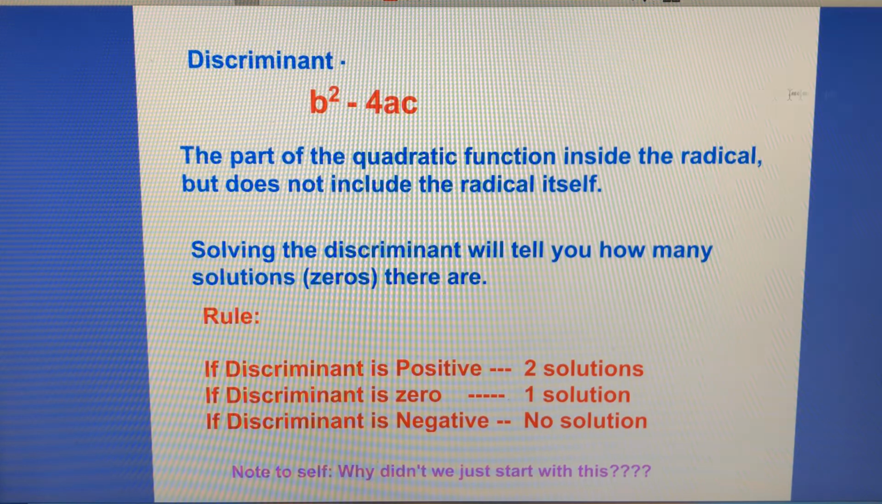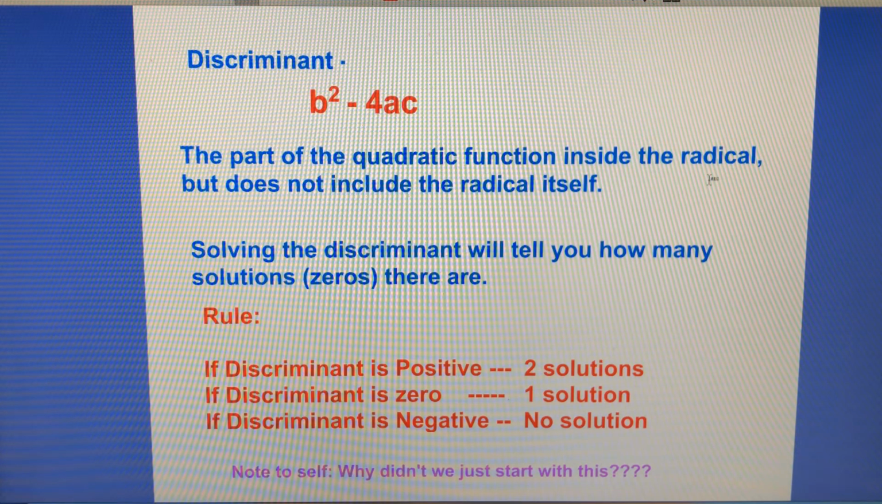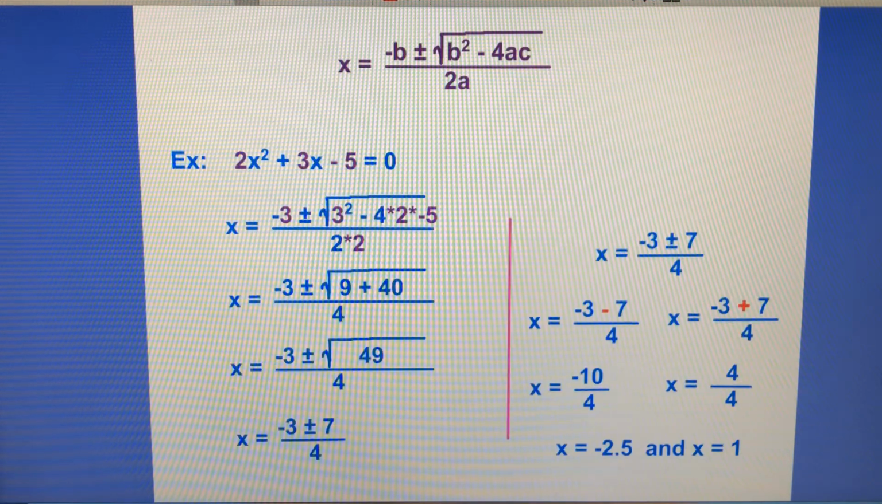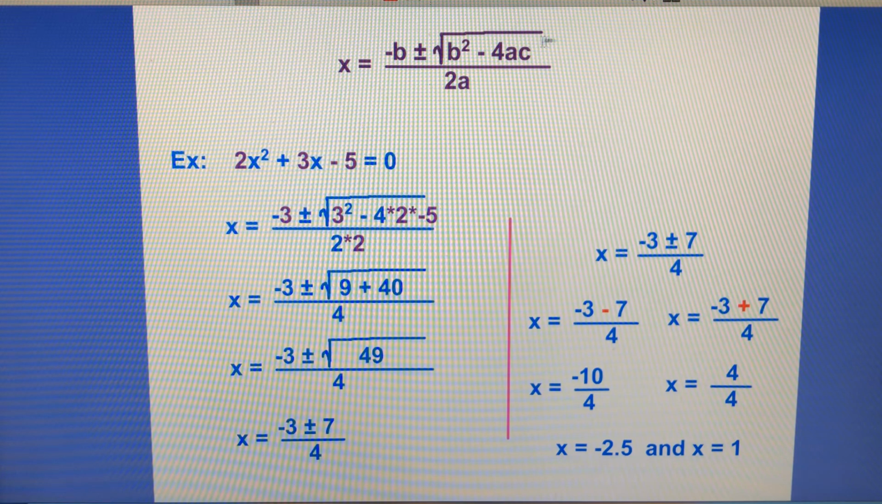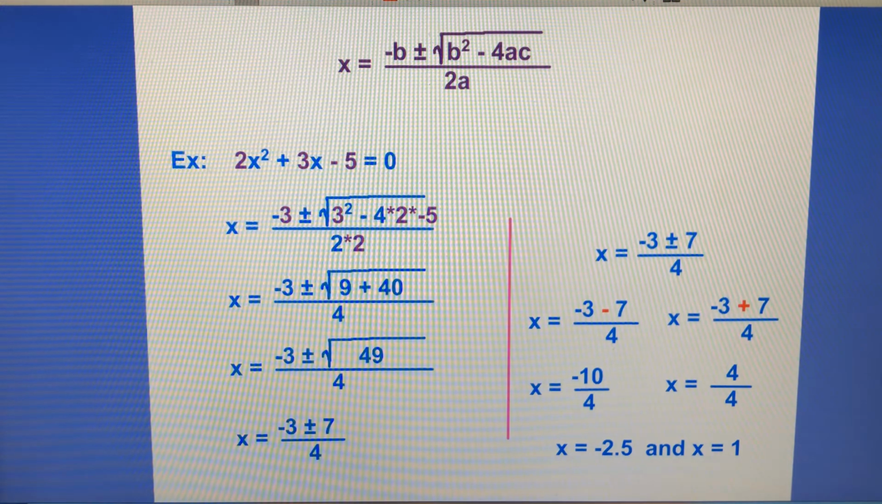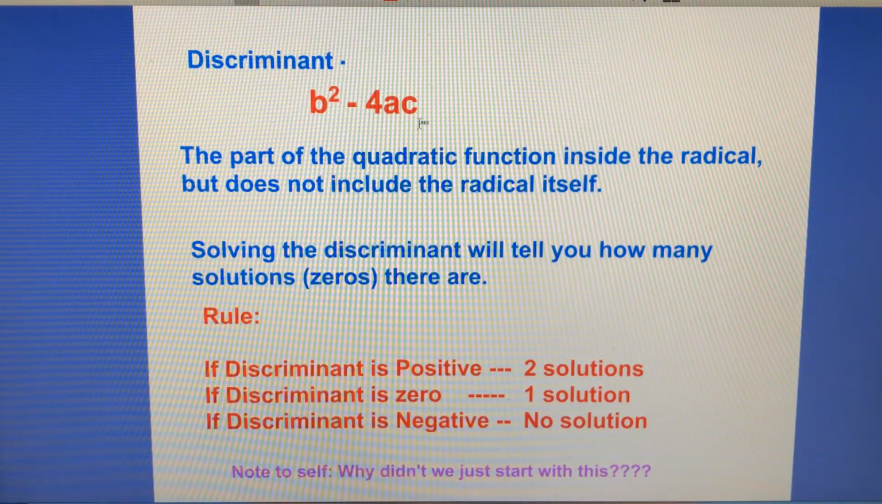We have something called the discriminant. The discriminant is the part of the quadratic formula inside the radical sign, but it does not include the radical sign itself. Let me go back. Do you see inside the square root sign, the radical, b squared minus 4ac? That b squared minus 4ac is called the discriminant. Why do I need this? Well, solving the discriminant by itself will tell you how many solutions or zeros there are going to be.